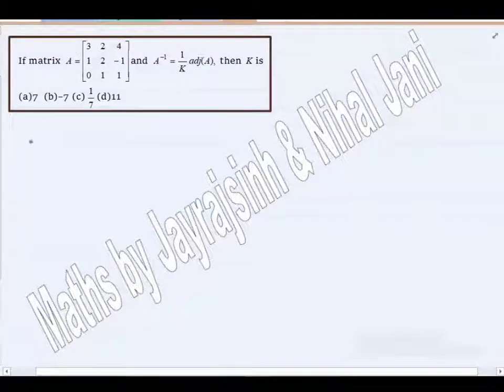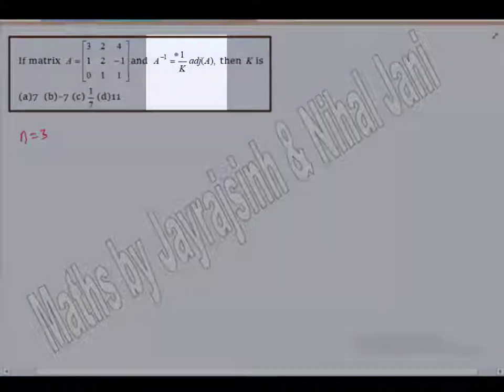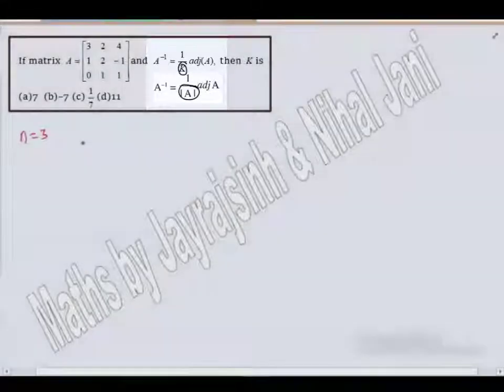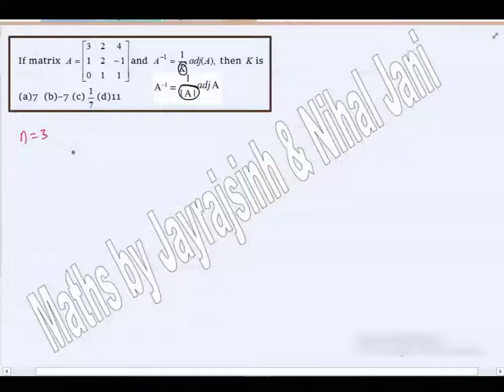In this question, we have matrix A of order 3 cross 3. So let's write down n is equal to 3. And A inverse is 1 upon K adjoint of A. We have to find this K. No problem. Let's compare this condition with the formula of A inverse, and you will notice that K is nothing but determinant of A. So to get the value of K, we have to find the determinant of A.